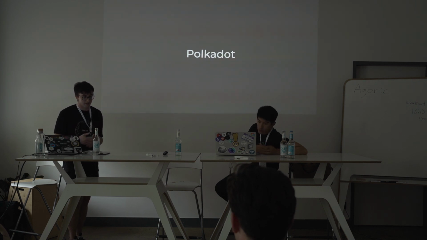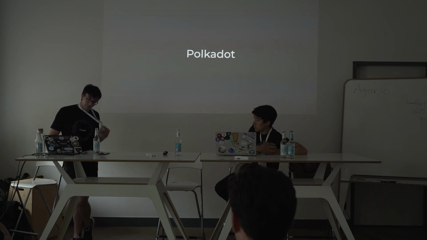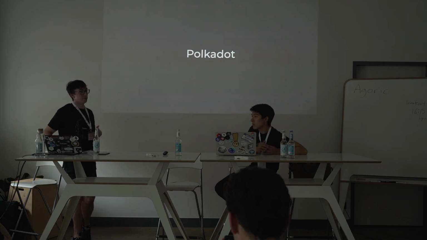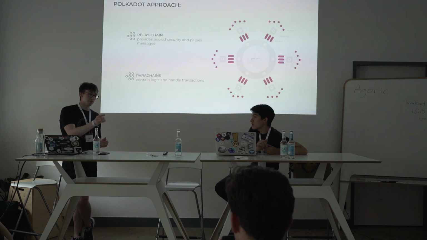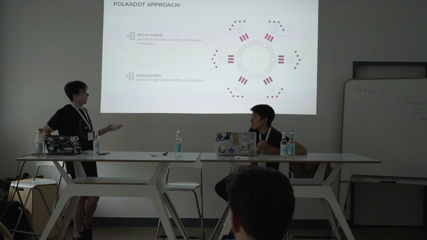But since Substrate comes out of Polkadot, and Polkadot has a few benefits, sometimes Substrate chains might want to connect to Polkadot. So how would they do this? They would become a parachain. Polkadot has this idea of the central relay chain and the shards, which are kind of side chains. And these are what are called the parachains.